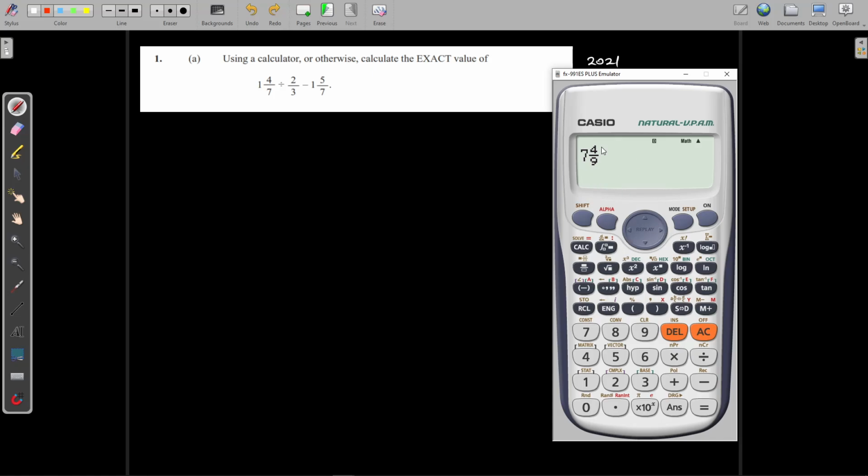Sometimes I see things like this. This is not 7 and 4 over 9, if you put it on a calculator like this. This is saying 7 times 4 over 9. So you have to ensure that you press the button to get the mixed fraction option. So 1 and 4 over 7. Or if you don't have the mixed fraction option, just convert it to an improper fraction and put that in your calculator.